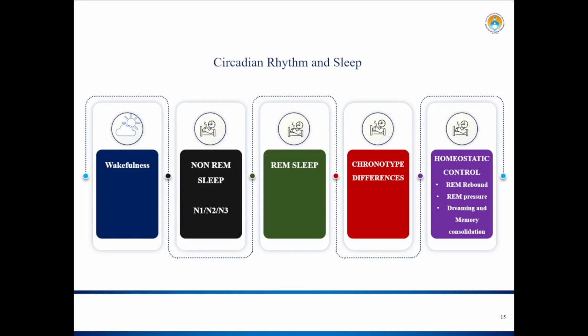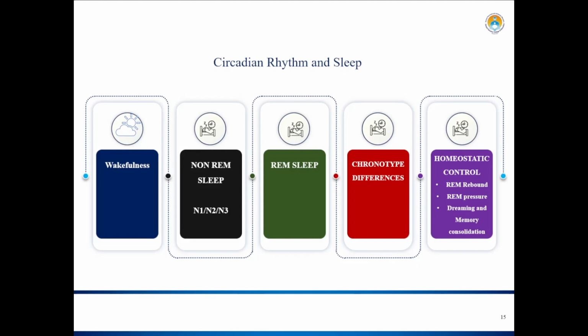The circadian sleep has a homeostatic control. Homeostasis is the body's tendency to maintain balance in physiological function. Homeostatic control of REM sleep is by REM rebound. That is, if you are deprived of REM sleep on the previous night, the body will compensate by increasing REM sleep time during subsequent nights. This is also called REM catch-up.